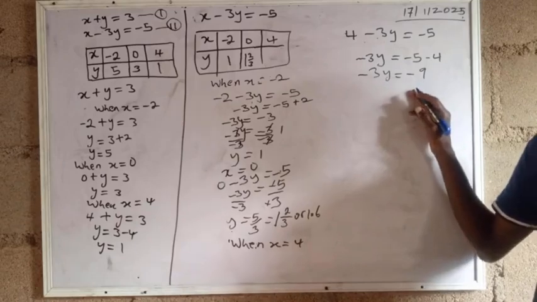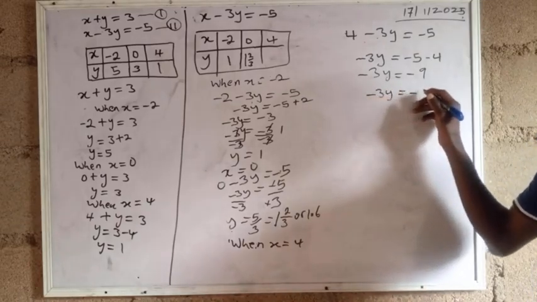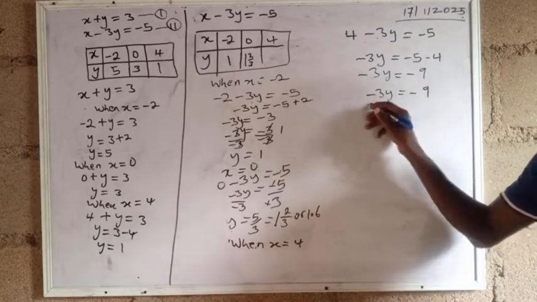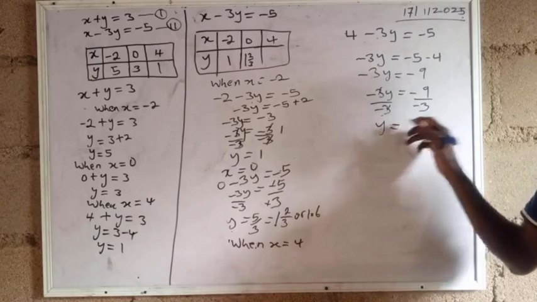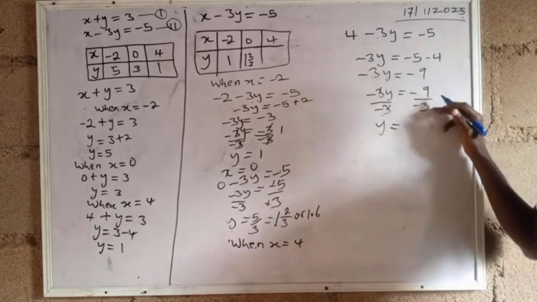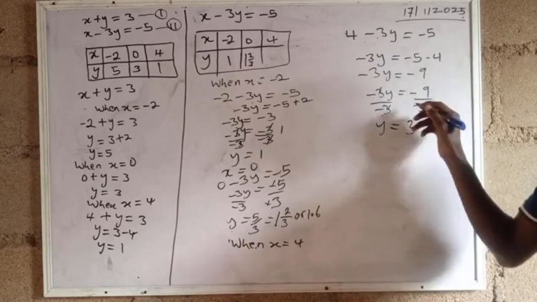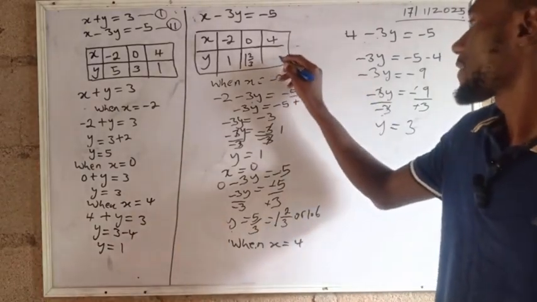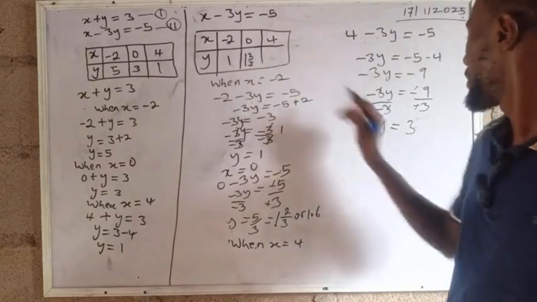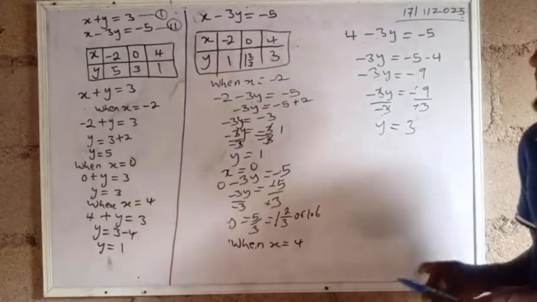We divide both sides by minus 3. Minus 3 cancels out. Our y is equals to 9 divided by 3, which is 3. Minus goes with minus. Here, the value of y is 3.